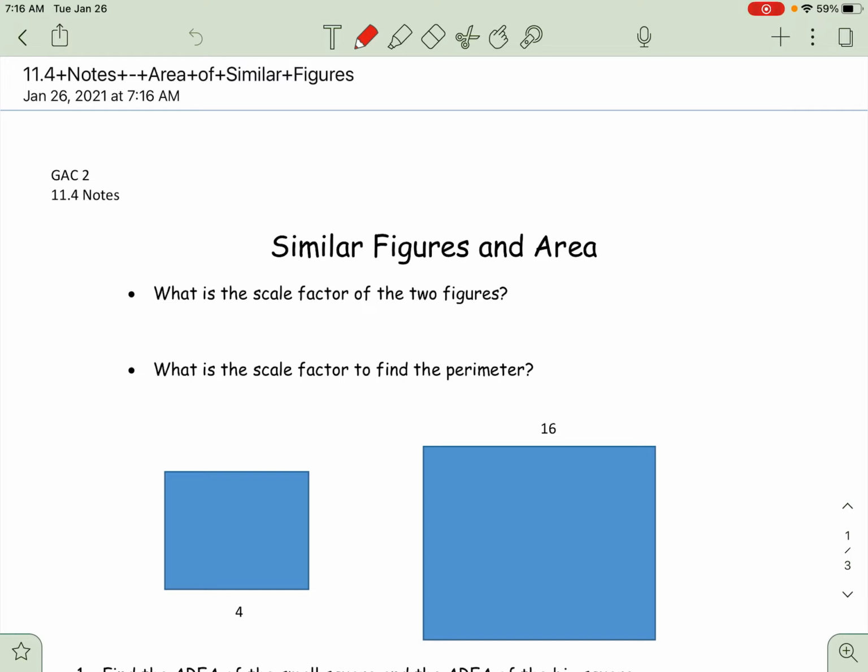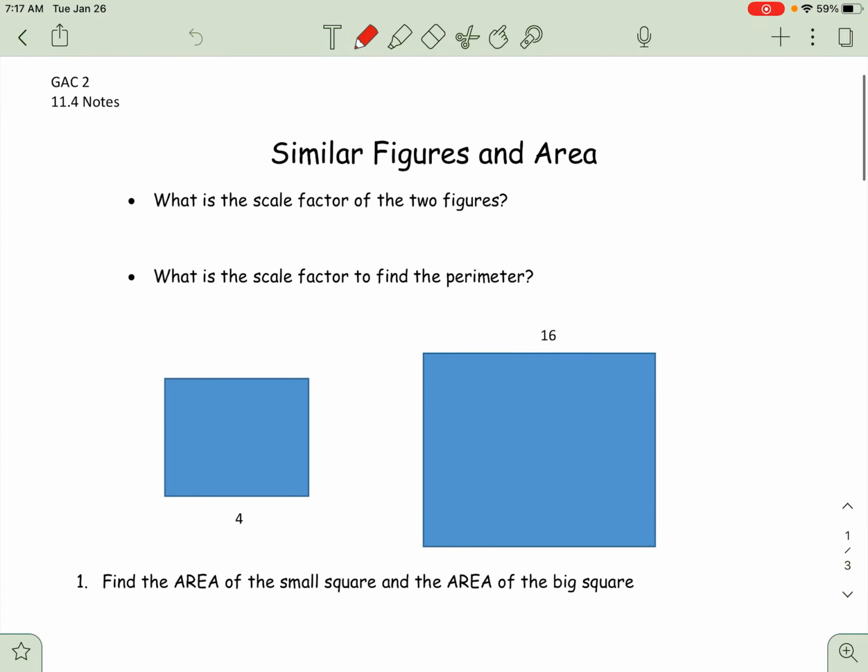This is going to be very similar to yesterday, in that we're still working with similar figures. You'll recall that yesterday we did perimeter of similar figures. As we start getting into this, what is the scale factor? That's a definition we talked about a little bit yesterday. If you watched that notes video and did the practice, it should be pretty understandable. It says, what is the scale factor of the two figures?